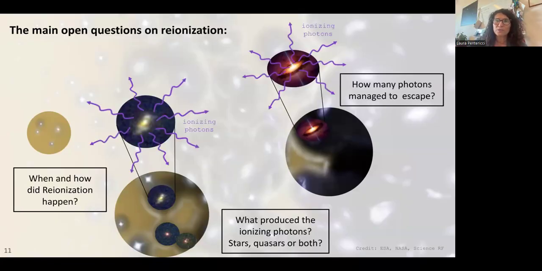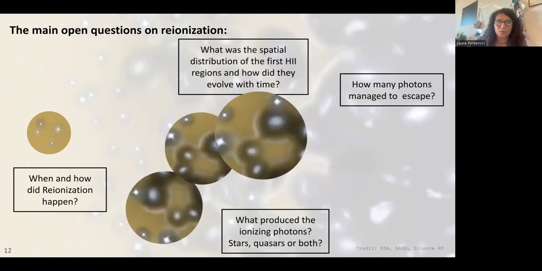And of course, the other big question is how ionizing photons manage to escape from the sources themselves into the intergalactic medium. And I think Pratika also touched upon the escape fractions briefly today. And so all these questions are tightly linked also to the topology of ionization, so the spatial distribution of the first ionized regions and how they evolve with time.